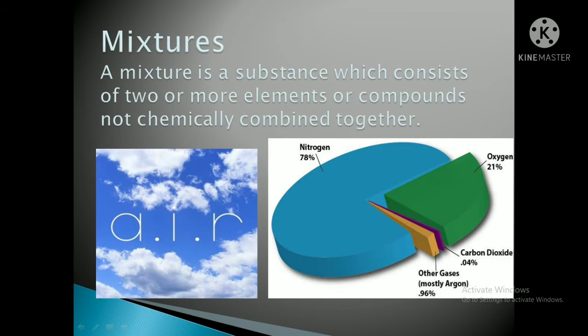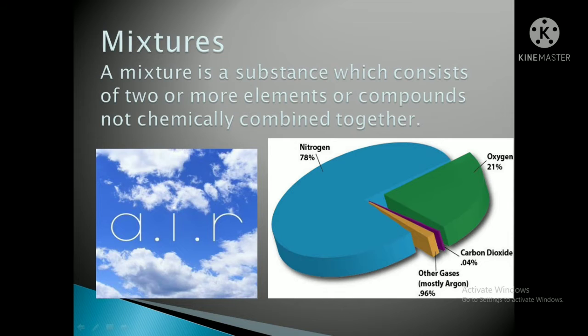Nitrogen is how much? 78%, the highest. Oxygen which we take in is only 21%. Carbon dioxide is 0.04% and some other gases are there. Mostly the argon is there at 0.96%. So this is a mixture. So what you can say is that air is a mixture of some gases.